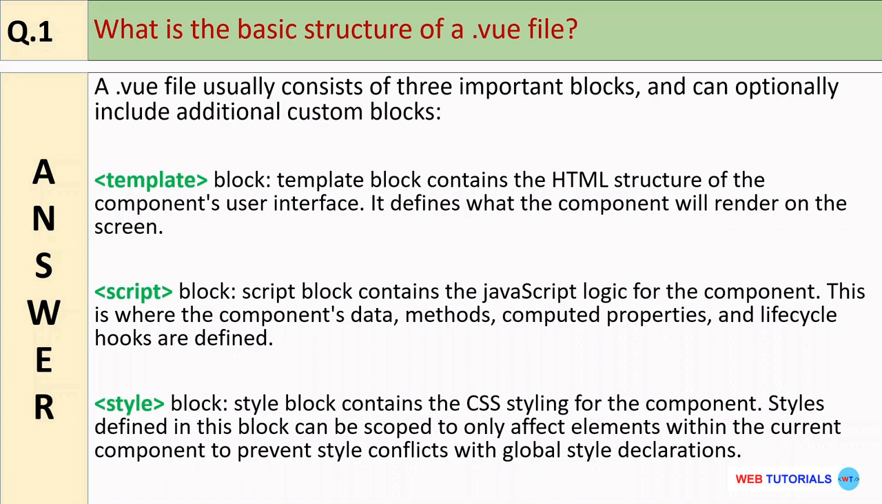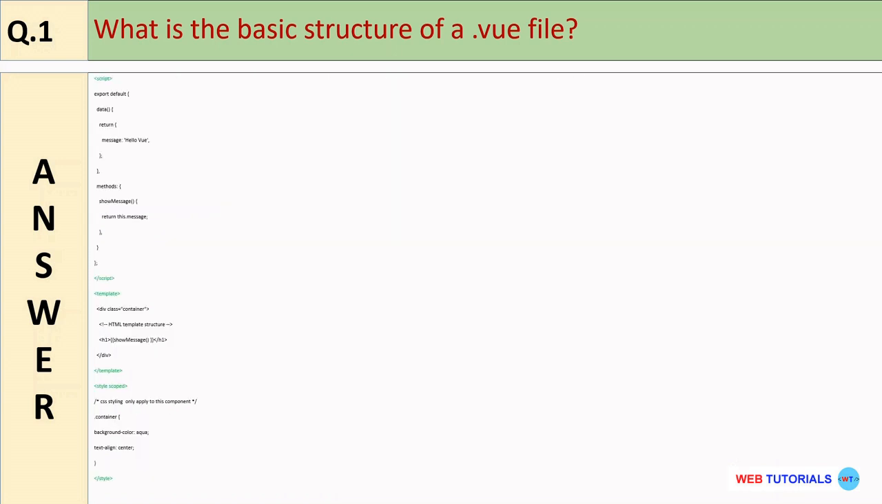And the third important block inside a .vue file is the style block. Style block contains the CSS styling for the component. You can scope the styles defined inside the style block so that they only affect elements within the current component and prevent styling conflicts with global style declarations. The example code illustrates the three .vue file blocks.